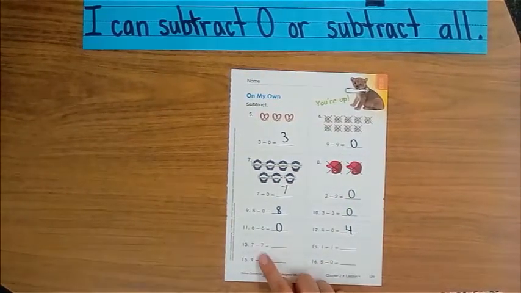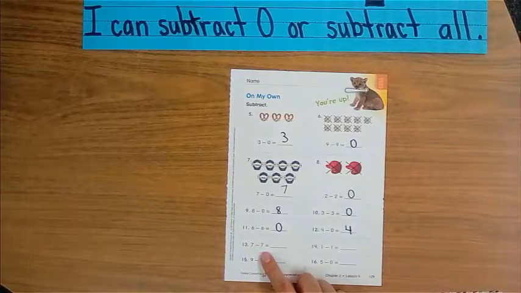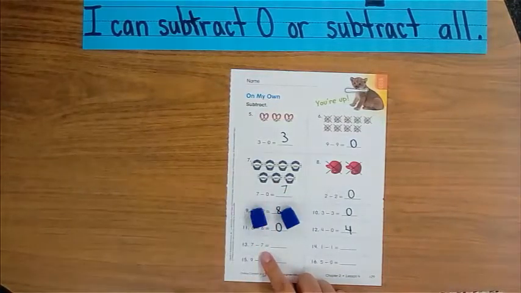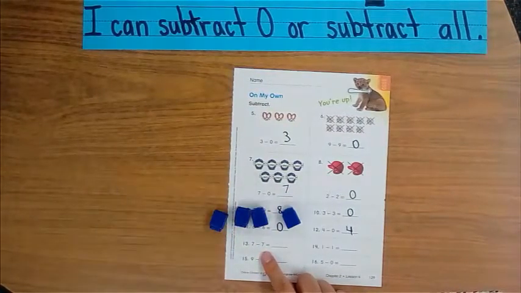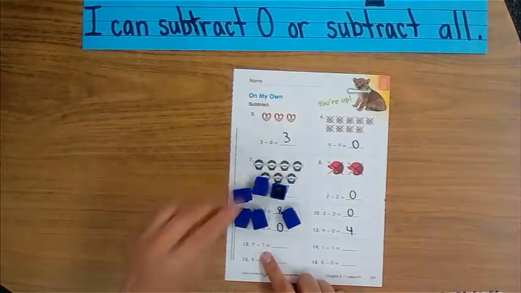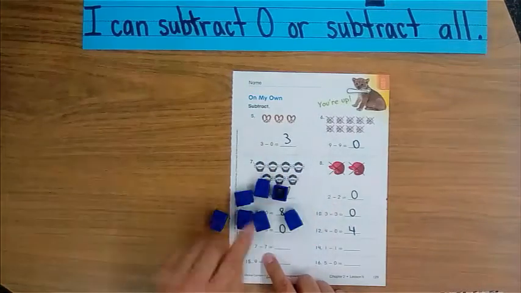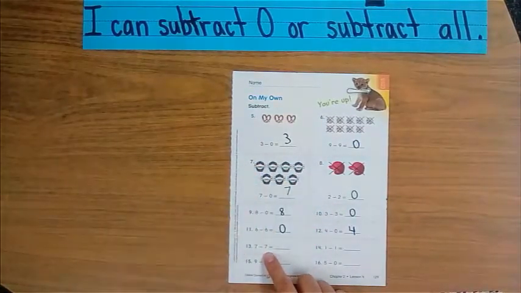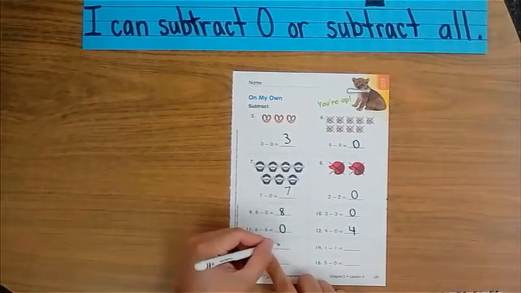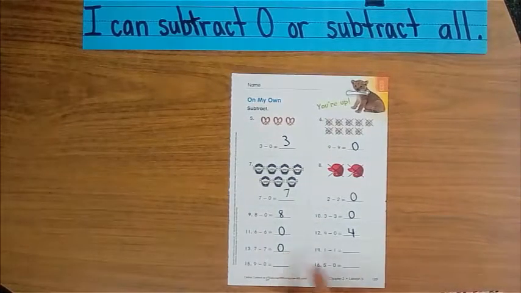Great. Okay, now this one is 7. So let's put 7 blocks here. Okay, 7 blocks. And I'm going to take away 7. So that means I'm taking all of them away because I know I have 7 blocks there. So that means I have 0 left.